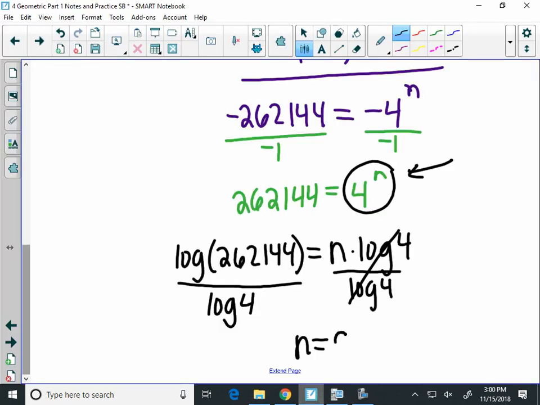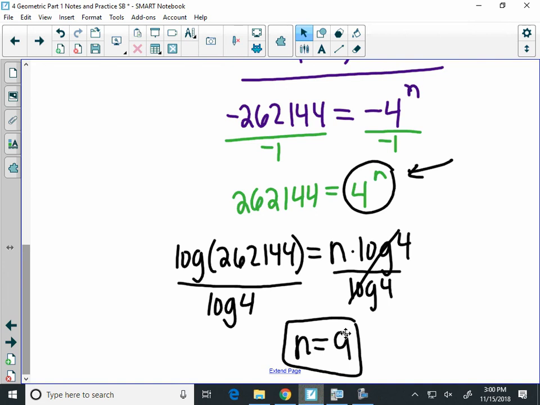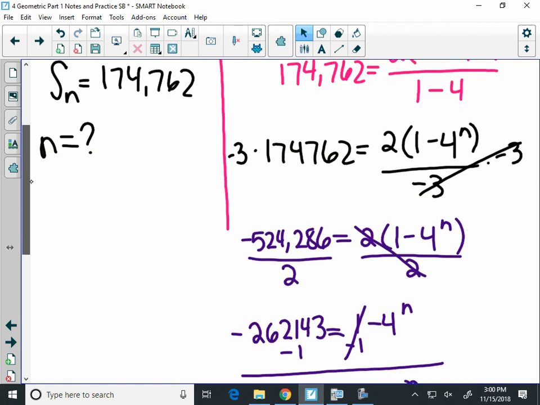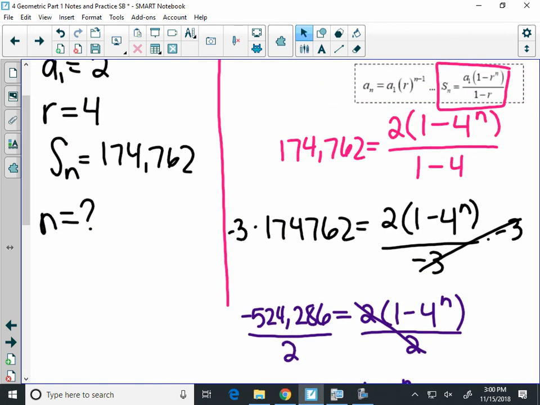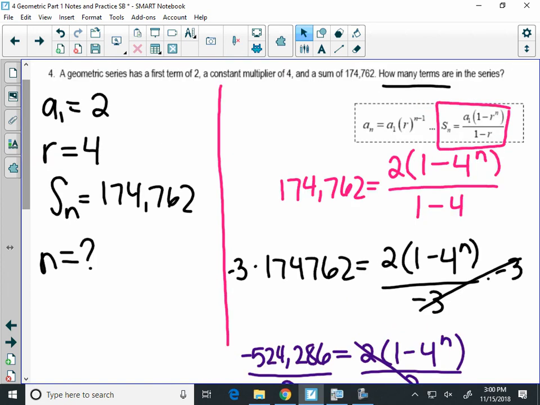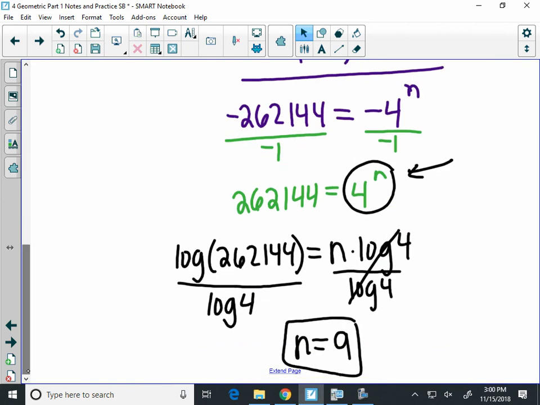So that tells me that the number of terms I added up originally to get the sum of 174,000 is 9 terms. So you start at 2, you multiply by 4, keep doing that 9 times until you get all this work done.